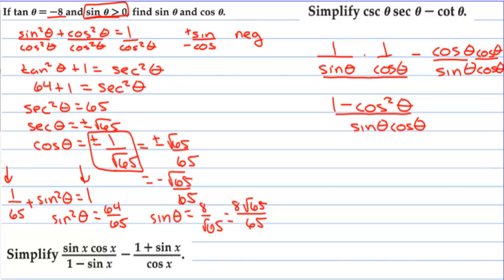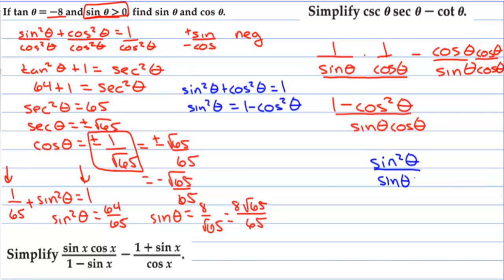And I see something in this that you have to be able to recognize. You have to be able to recognize that 1 minus cosine squared is sine squared. And you're like, well, where do you get that? If you have this first Pythagorean identity, sine squared plus cosine squared equals 1, you can subtract the cosine squared. That's 1 minus cosine squared theta. So just by manipulating them just slightly, you can change what 1 minus cosine squared is. That's sine squared over sine theta cosine theta. And you have to be able to recognize that.